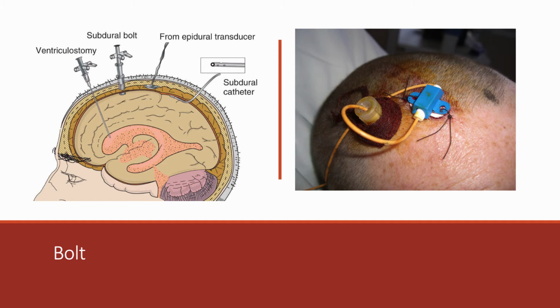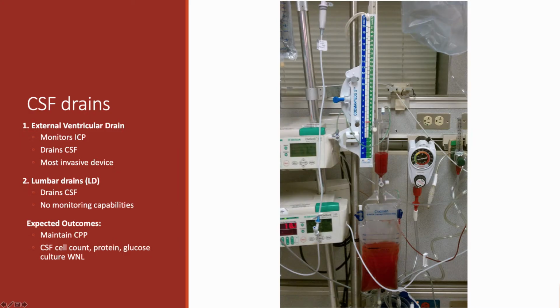So this is an example of a bolt that's been put in. So remember, the bolt just goes right through the skull and monitors pressure here. We have a little catheter in that, and that pressure then becomes transduced on the monitor. But if we put the catheter into the ventricles or into the lumbar space, then we can actually monitor the intracranial pressure, and we can drain off CSF when we need to.